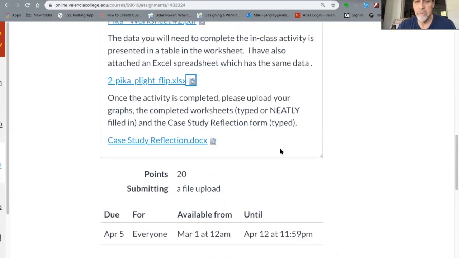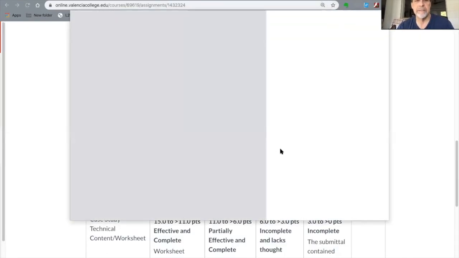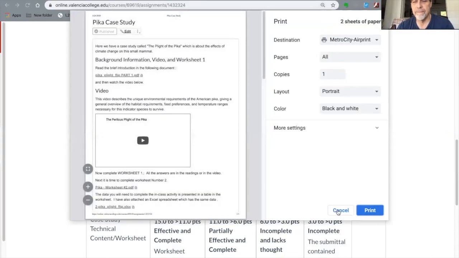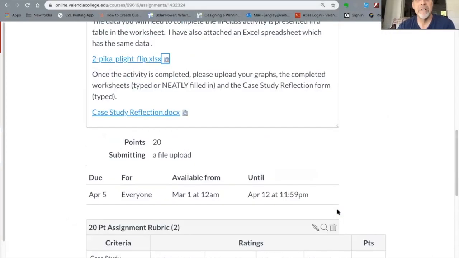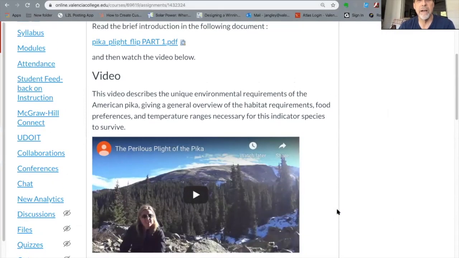Okay, so that is it, students. If you have any questions about this, send me a message through Canvas. I'm happy to help. Again, this one you have a couple of weeks, but please don't delay because all these case studies are going to stack up near the end of the term. I want to give you lots of time to work on them, but also don't delay.